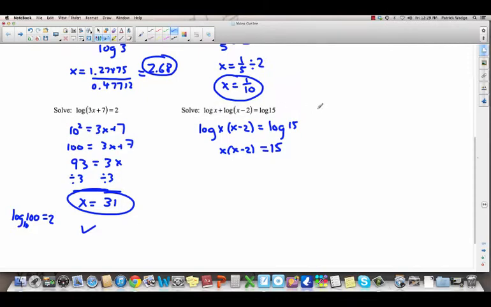You couldn't say at this step that x plus x minus 2 equals 15, because you have 2 logarithms here. You have to have one logarithm on this side, one logarithm on that side, so watch out for that. It's a common mistake.